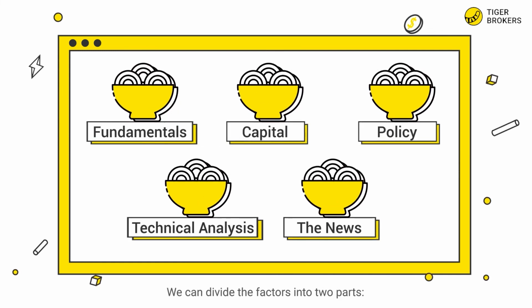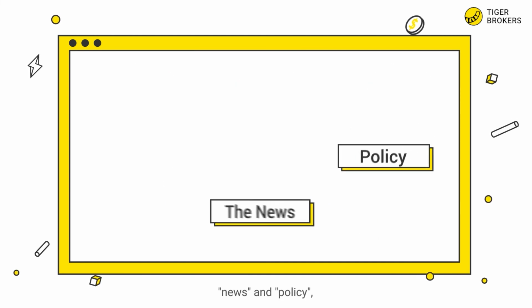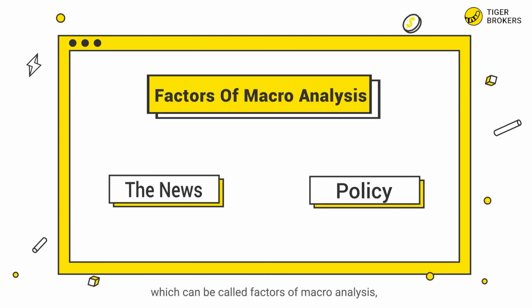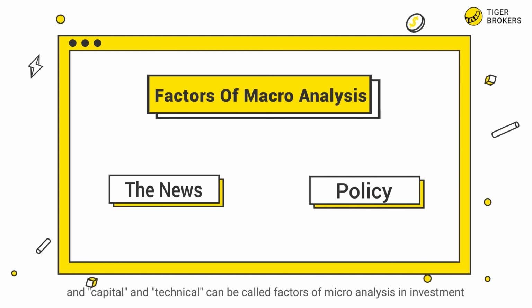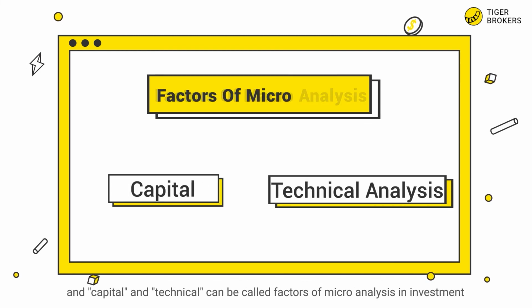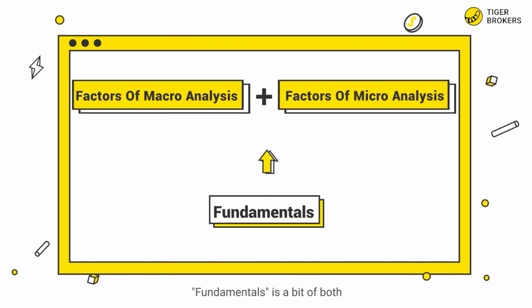We can divide the factors into 2 parts, news and policy, which can be called factors of macro analysis, and capital and technical can be called factors of micro analysis in investment. Fundamentals is a bit of both.